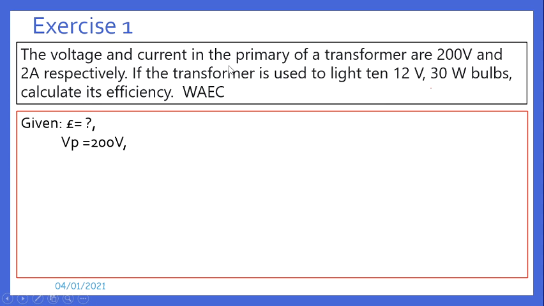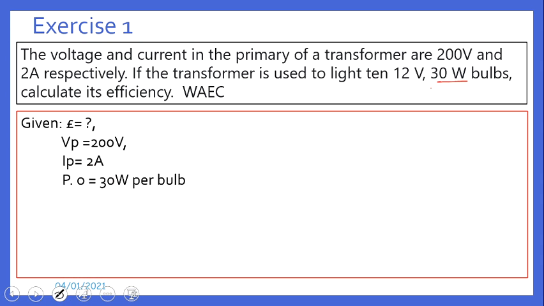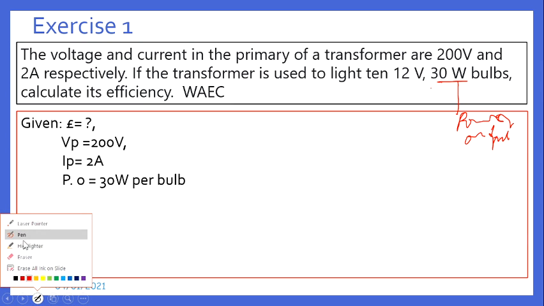The voltage in the primary is clearly stated from the question as 200 volts, and the current we have at the primary is 2 ampere. Now, the transformer is used to light 10, 12 volt bulbs of 30 watt each. The 30 watt you're having here is meant for power. That is power, and this is what you are supplying the current to. So we consider this 30 watt as the power output. From here, we have gotten the power output.